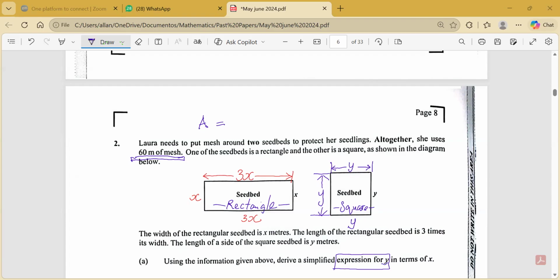3x squared. 3x squared. How did you get that? By multiplying 3x by x. Correct.